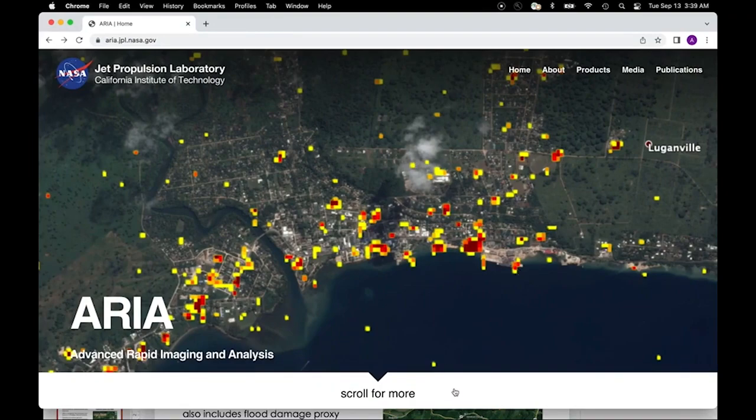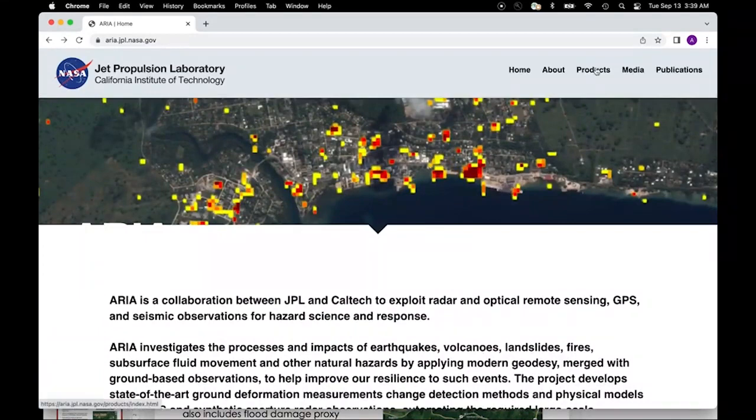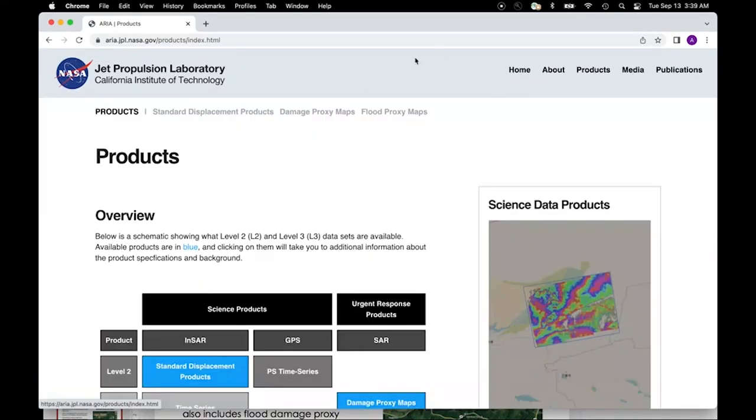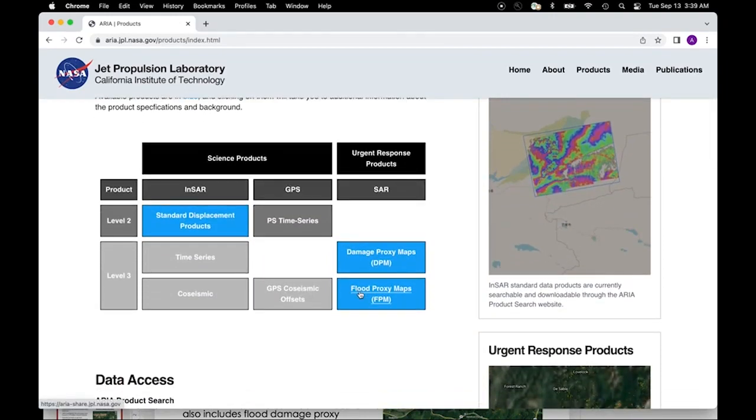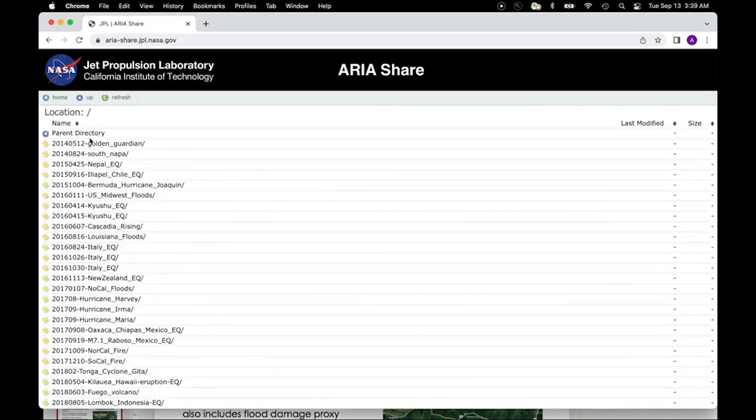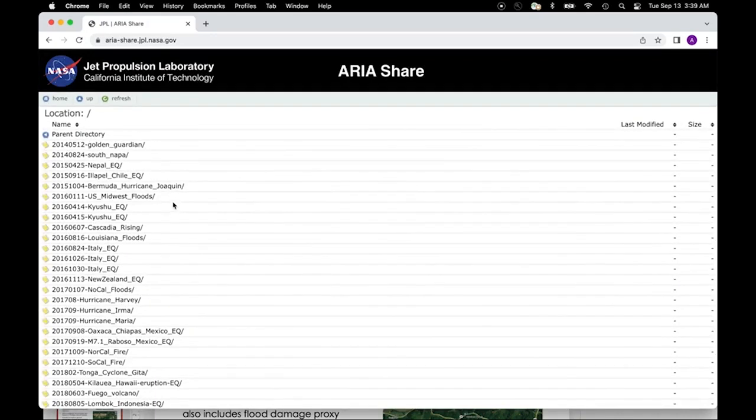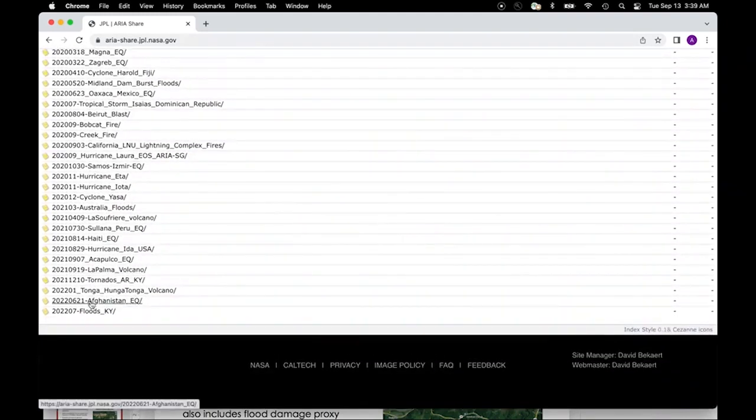So this is the website. You can get information about this, but here's the products link. Once you go there, we have flood proxy maps here. So this is based on Sentinel SAR, so it starts in 2014 and it goes up to 2022. This is the Kentucky flooding map that we just saw.